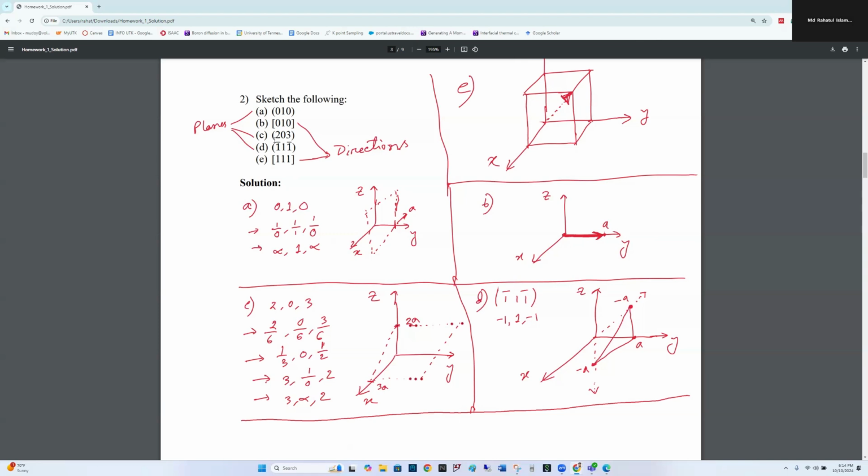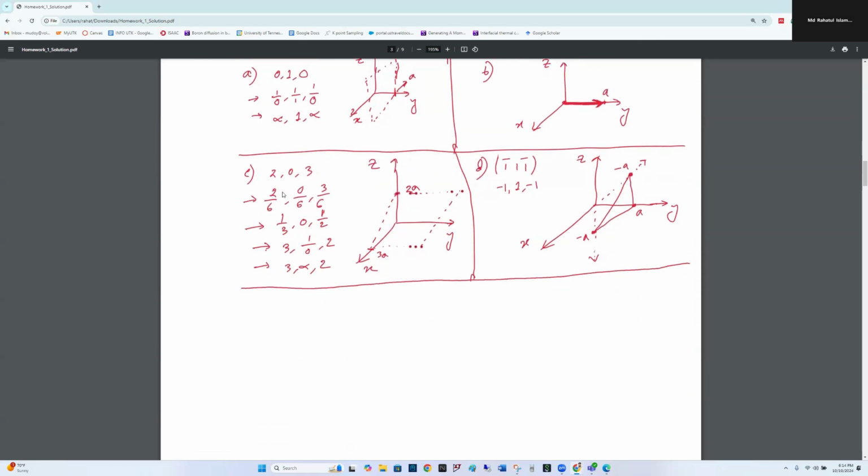Okay, let's move to C. C is also a plane. So you have to divide these numbers by the LCM of these numbers. What is the LCM of these numbers? 2 and 3, it's 6. So you have to divide this by the LCM, which is 6. I'm dividing all of this by 6. So what do I get? I get 1 by 3, 0, and half.